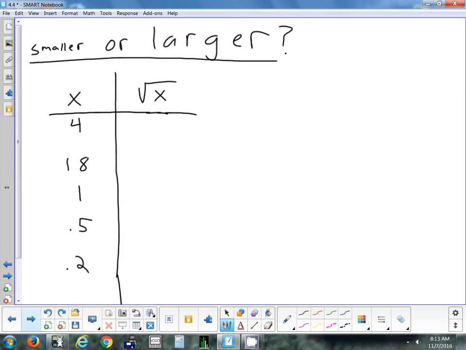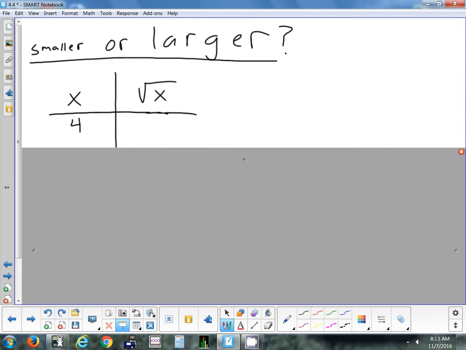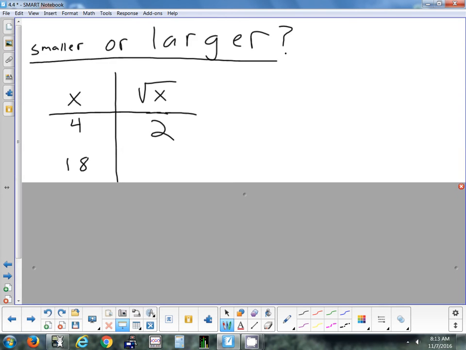All right, so now I want to just look at some patterns and see when you take square roots what ends up happening. So if you take the square root of 4, what do you get? 2. So did it get smaller or did it get larger? Okay, so in that case, I took the square root, it got smaller.